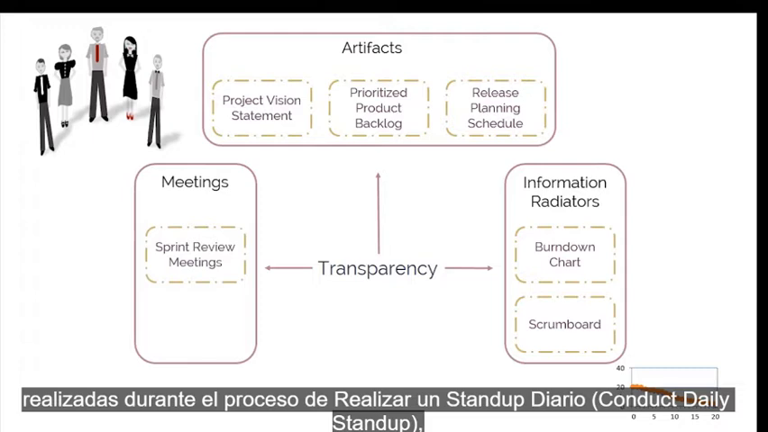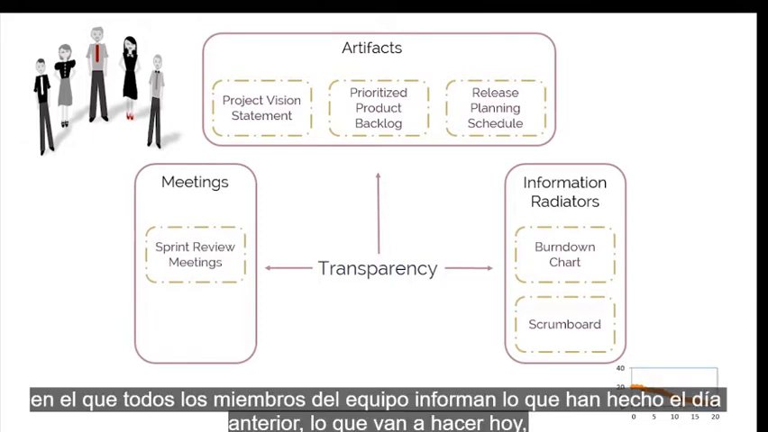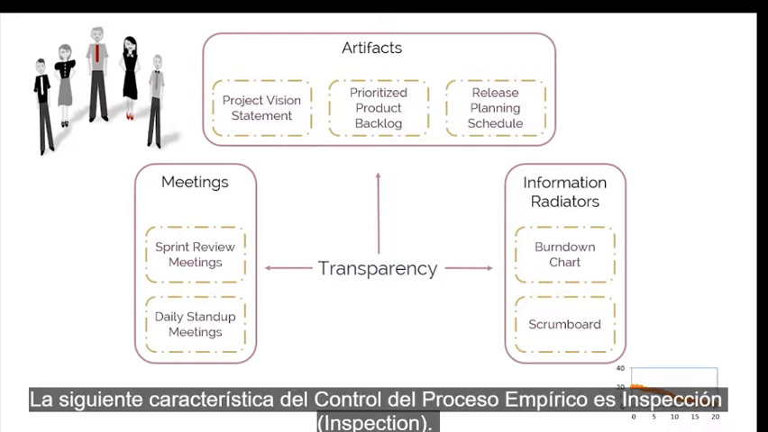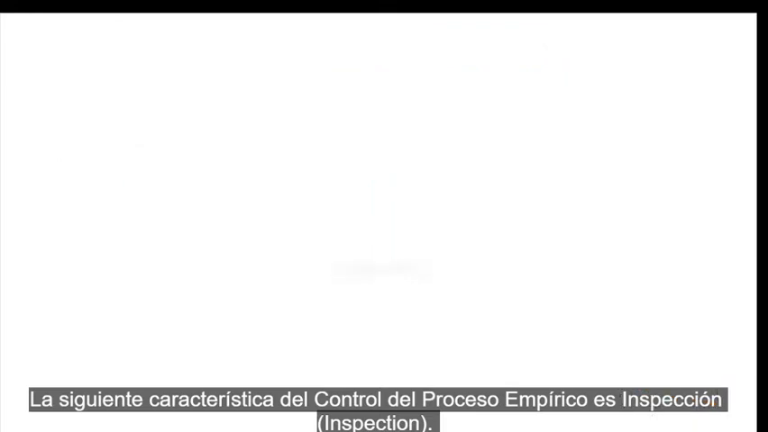And by daily stand-up meetings conducted during the Conduct Daily Stand-Up process, in which all team members report what they've done the previous day, what they plan to do today, and any problems preventing them from completing their tasks in the current sprint. The next characteristic of empirical process control is inspection.